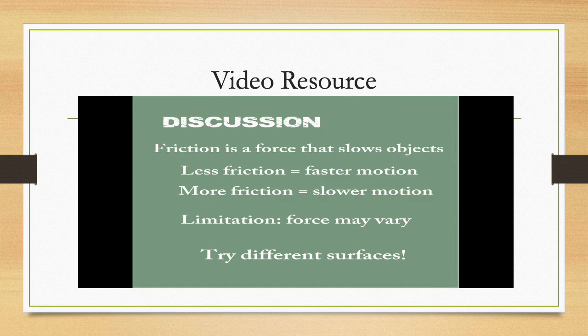Now let's discuss what we observed in more detail. Friction is a force that happens when two surfaces come into contact and resist movement. It always acts in the opposite direction of motion. In our experiment, the rough surface creates more friction which slows the bone down. The smooth surface creates less friction, allowing the bone to move faster and further. In real life, friction is very important. For example, friction helps us walk without slipping and helps cars stop when braking.